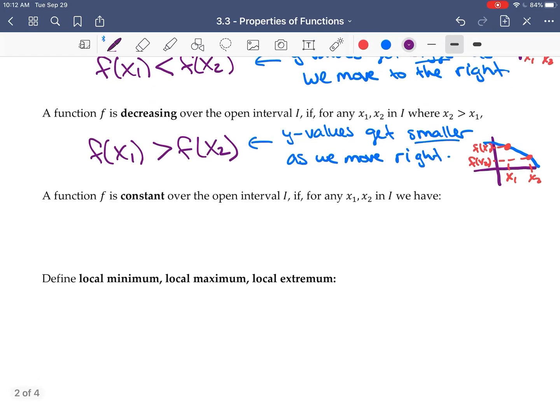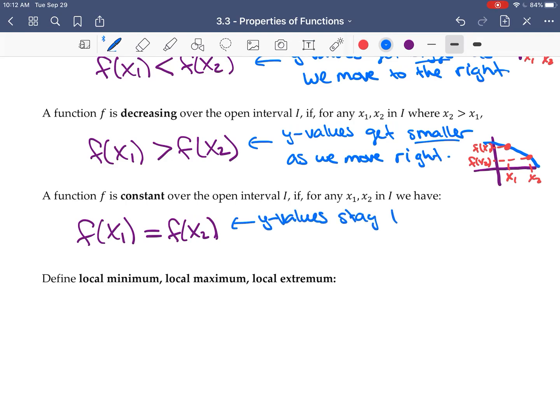So the y value is smaller on the right than it is on the left. And now we say it's constant if the y values are actually the same. So it would be constant if the y values stay the same over the interval. So that's going to look like a flat line, something like that. So maybe here's x1, here's x2, and notice that their y values are the same. So then we would say it's constant.